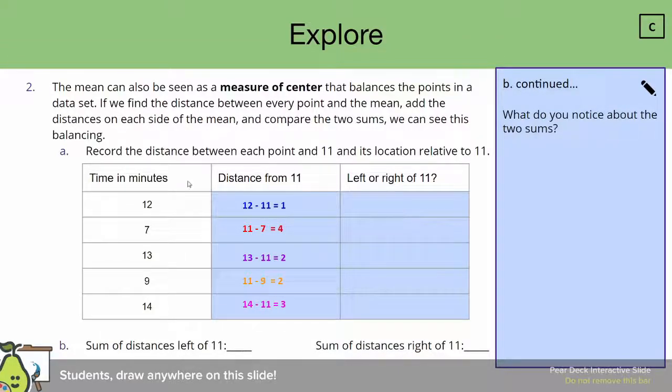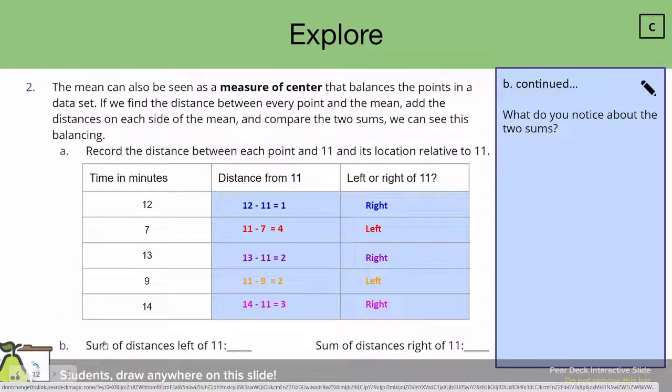All right, welcome back. 12 happens to be to the right of 11 on a number line, and if this is what you said, then you are correct. 7 happens to be to the left of 11 on the number line, so if this is what you said, you are correct. 13 is to the right of 11, 9 is to the left of 11, and 14 is to the right of 11. Good work. So if you got right, left, right, then you are correct. Good job. So with this information finally filled out, we could begin to look at part B.